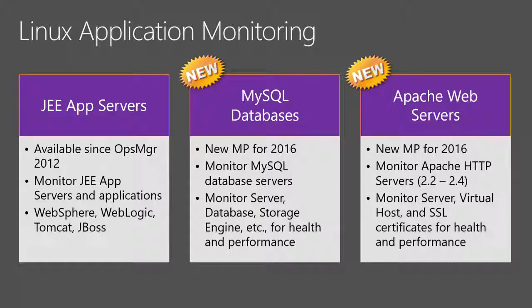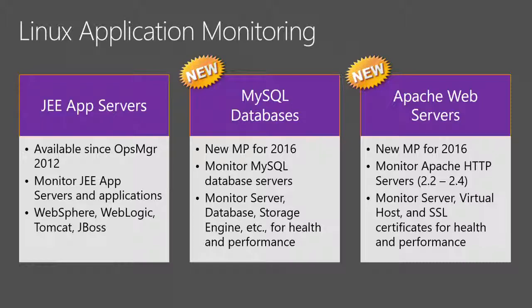So in 2012, we started with Java application servers. We tackled the top 4 JEE app servers at the time, Apache Tomcat, Red Hat JBoss, which has now been renamed to Wildfly, IBM WebSphere, and Oracle WebLogic. And then new for 2016, we've introduced MySQL database monitoring and Apache Web Server monitoring. These include brand new management packs that will ship in the same style that the Java application servers do.